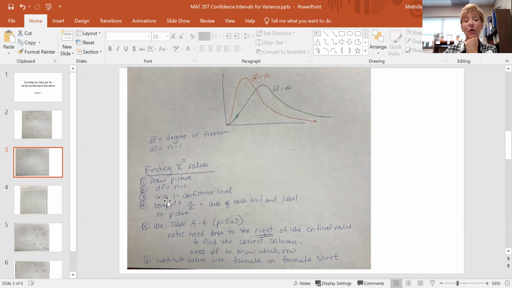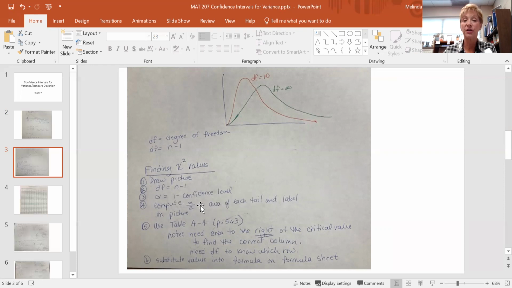Now, we did go over this when we were trying to find z-scores, and the process is the same. You're going to have to find alpha first, and the way you're going to find alpha is you're going to say 1 minus your confidence level. So if they wanted a 95% confidence level, you'd say 1 minus 95%. All right, just like before, once you get your alpha, you're going to take that alpha and divide it by 2. And just like before, that alpha divided by 2 is the area in each tail.